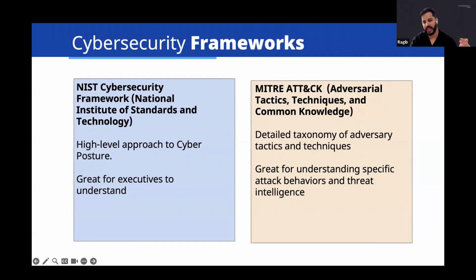So the key difference is that NIST will help you build a comprehensive cybersecurity program, while MITRE ATT&CK helps you understand specific attack behavior and threat intelligence. NIST is good for establishing a foundation, while MITRE ATT&CK is perfect for threat hunting or validating your defense against real world attack patterns. Okay, so these are the two frameworks.